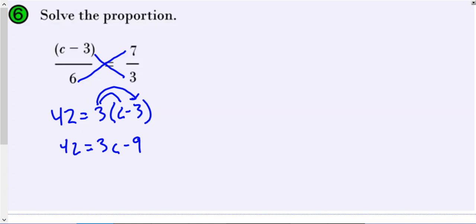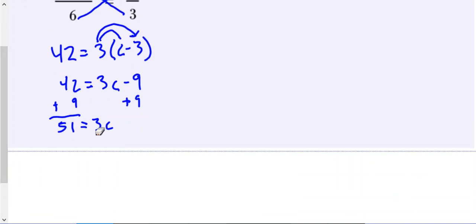Okay, so now you can see that we're in a two-step equation. You can remember that from last quarter. Now we can solve for that unknown variable c. We're going to start by adding 9 to both sides. Plus 9, plus 9. We'll get 51 equals 3c.